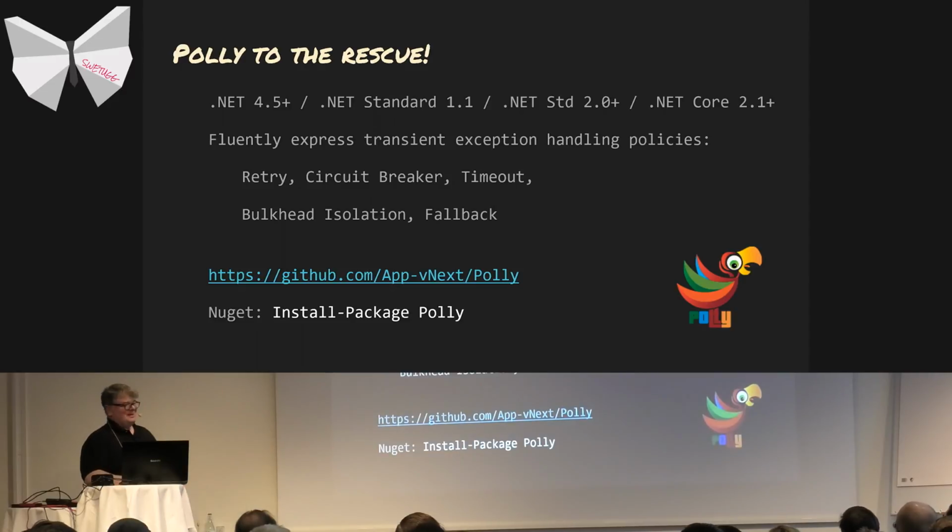So here's Poly. All right, it started in .NET 4.5. It's all in .NET 4.5 plus, .NET Standard 1.1. That means it's also .NET Standard 2.x and every standard higher than that. You get to fluently express transient policies, right? Using patterns that you probably have heard of before, like retry, circuit breaker, timeout, bulkhead isolation, and fallback. There's the GitHub repo right there, or install package Poly. It's kind of easy to understand, easy to remember. The little Poly bird right there, it doesn't have anything to do with parrots. Poly stands for policies, and policies are at the heart of what we're getting after here.